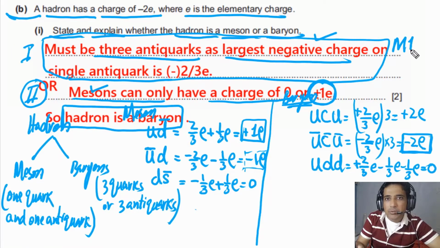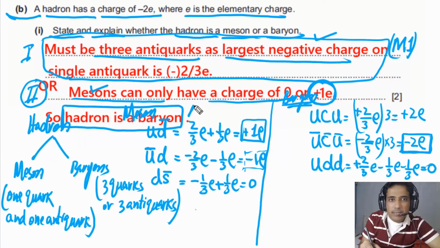So you have to explain. You have to explain this one, then you will get 2 marks. If your explanation is wrong, you will get 0 marks. So the M mark is for the explanation and the answer mark is for writing that this is a baryon.